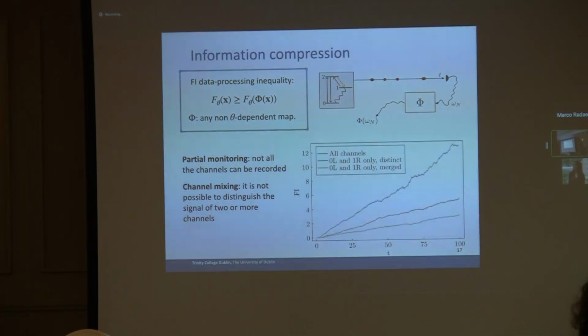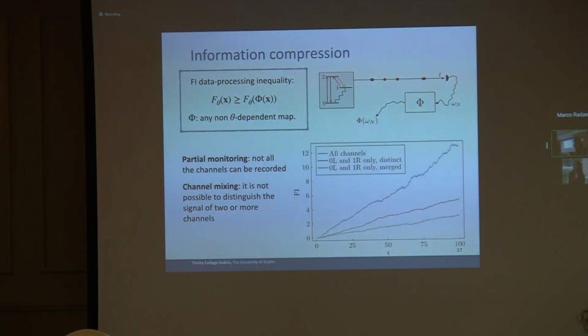What we see is something like this. This is for the three-level system again. We have the Fisher information if we monitor all four emission channels here, which is this. If we only monitor the outgoing jumps, this one and this one, from 2 to 0 and from 2 to 1, what we get is the red one. And if we further assume that the two jumps cannot be distinguished, we get a further reduction of the Fisher information.